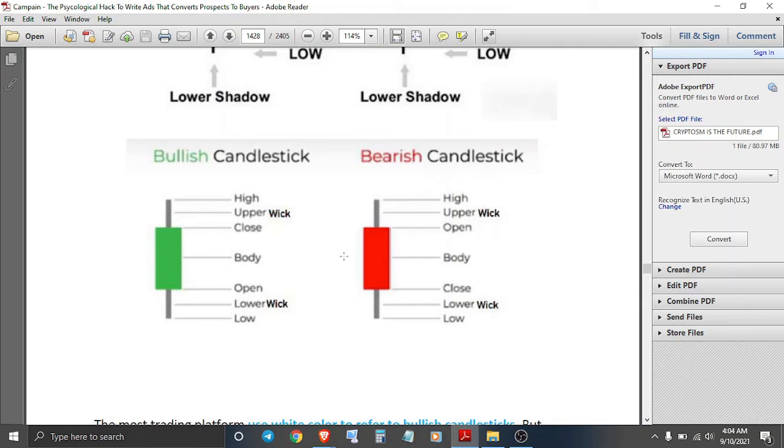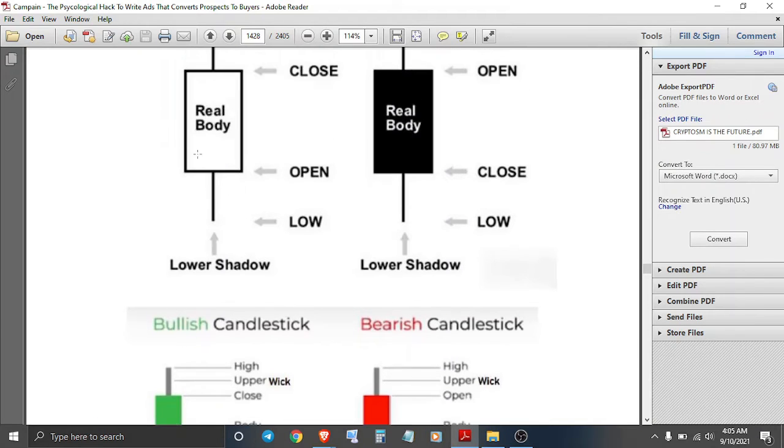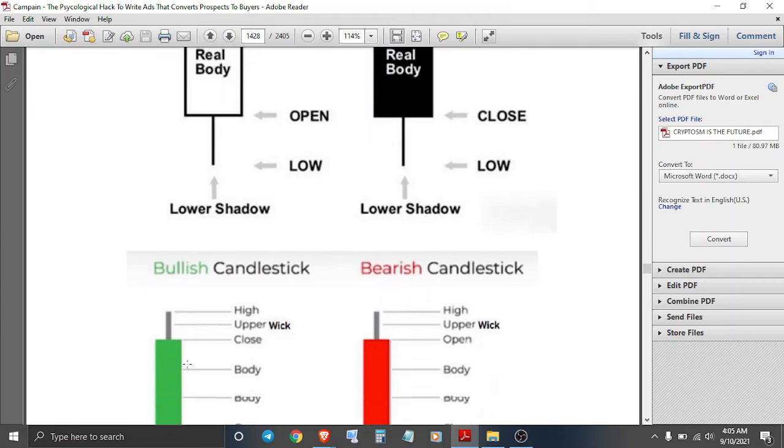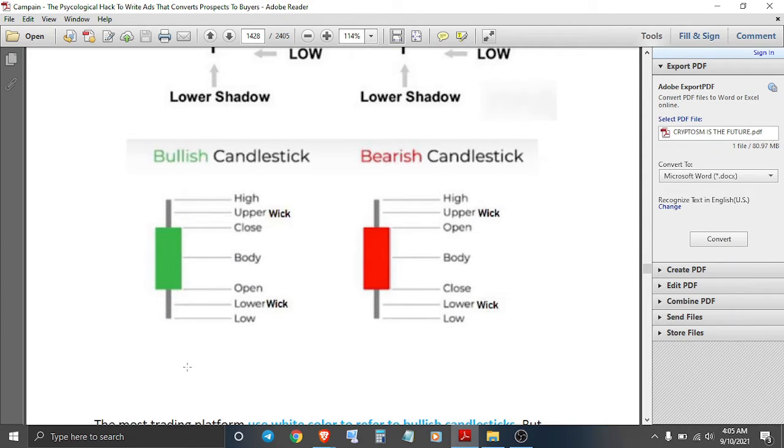Now, how do you understand this more? For a bullish candlestick, nowadays it is green. The platform makes it green, but some time ago it was black and white. That is why the ones above are black and white. But the ones you'll be seeing probably will be these colors. So the bullish are the green candles, the bearish are the red candles.